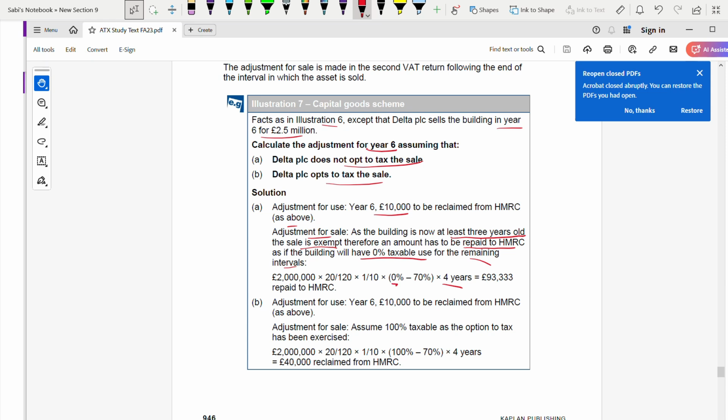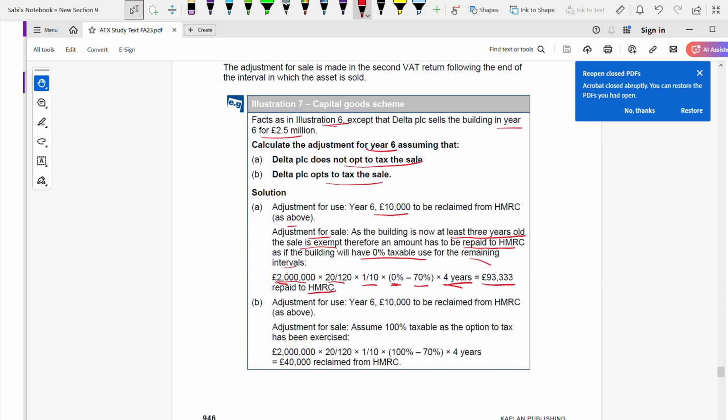So that means it will be 0, and initially it was 70% taxable, right? 2 million was the cost of the building, this is from illustration 6, that's how we got this figure. Take the VAT out, you divide by 10. Now it is 0% taxable against 70, and for 4 years. So this much will be repaid to HMRC.